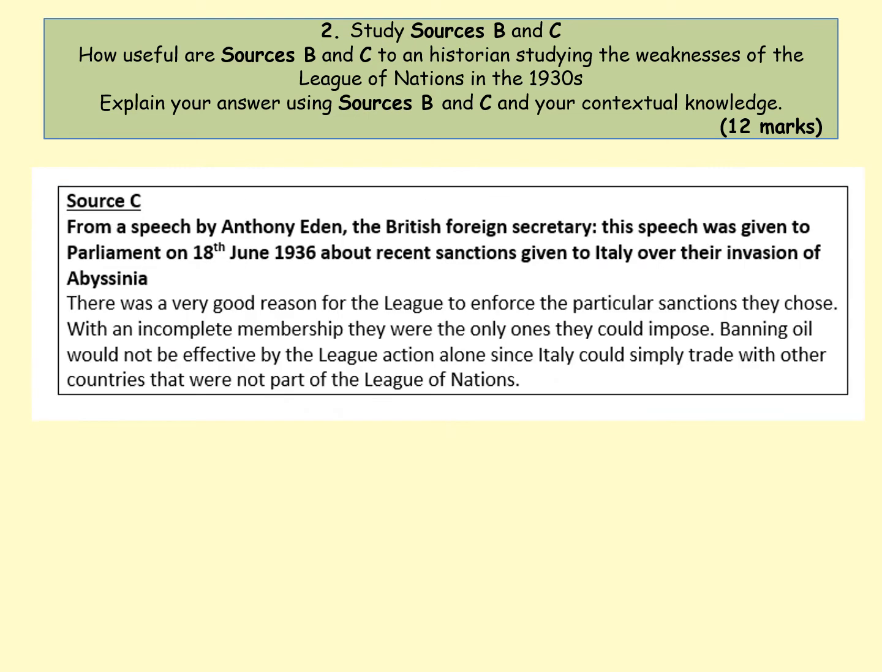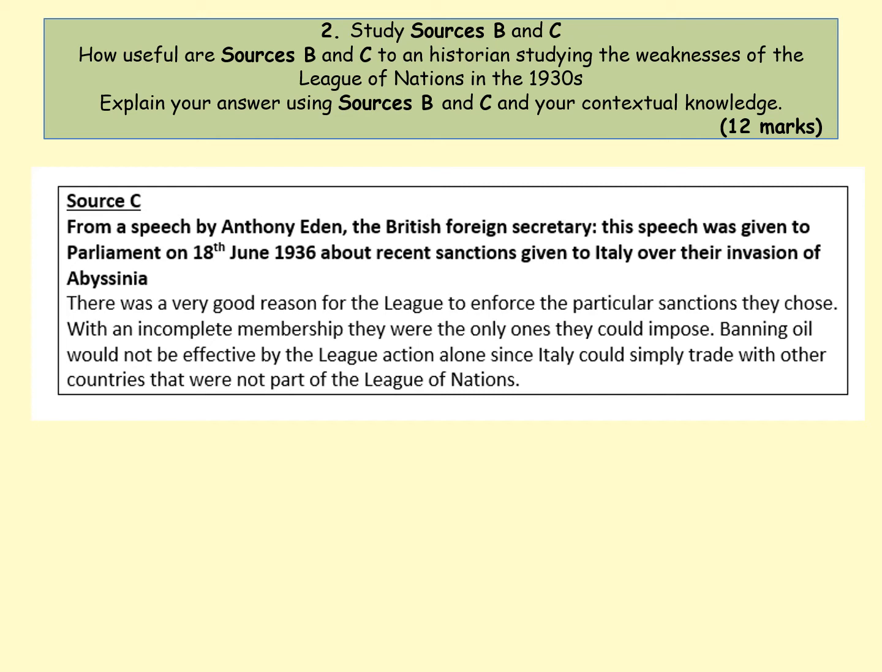So the second source is a speech from Anthony Eden, who was the British Foreign Secretary at the time. And the context of this source is about the sanctions that have been given to Italy. Now, sanctions means punishments over their invasion of Abyssinia. Now, it's interesting to see here that Anthony Eden focuses on the incomplete membership and is using this as an excuse to say why the British didn't deal and the League of Nations didn't deal with Italy during this time.